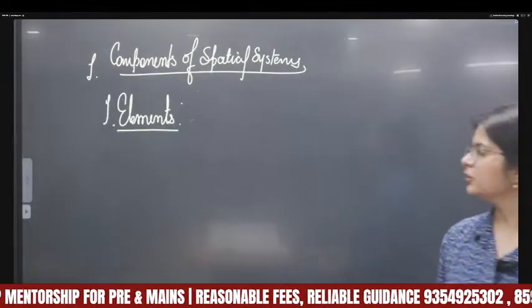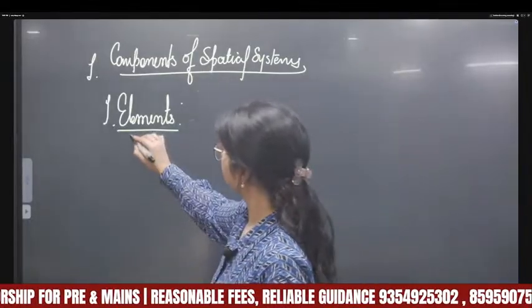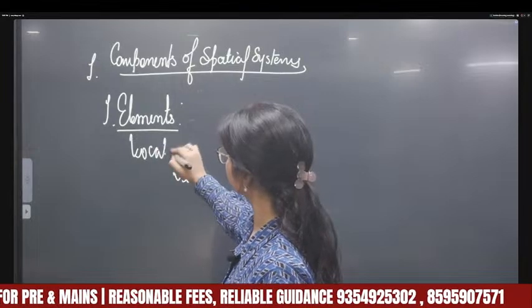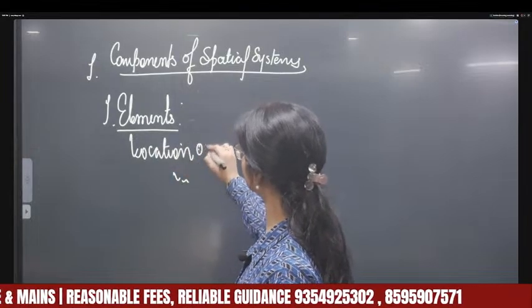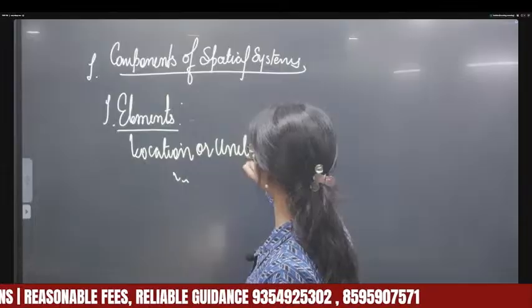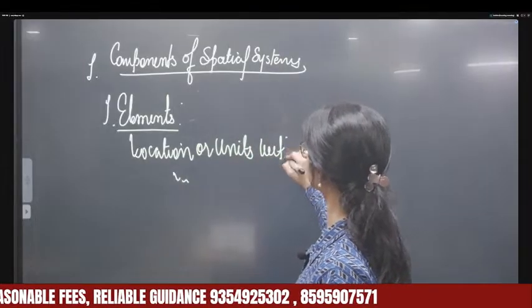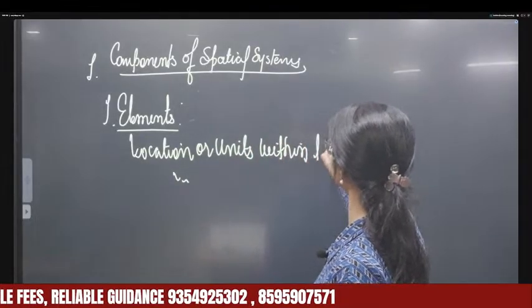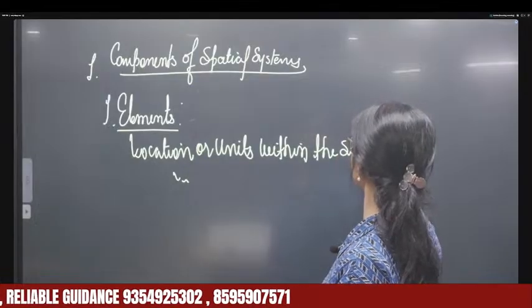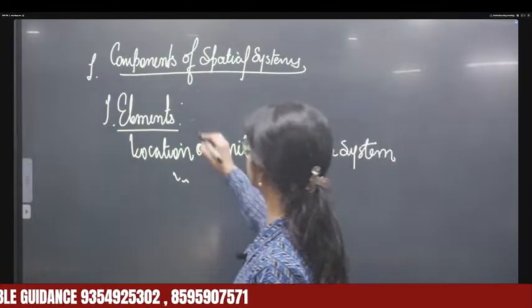एलिमेंट्स का क्या मतलब है? लोकेशन और यूनिट्स विद इन द सिस्टम. और इसको क्या बोलेंगे? We will call it as what? नोड्स. ब्रैकेट में लिख लीजिए नोड्स.